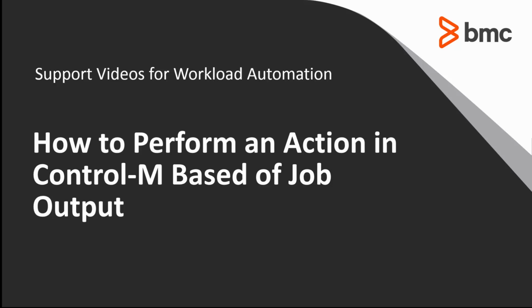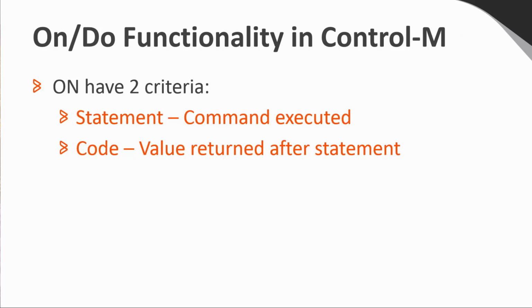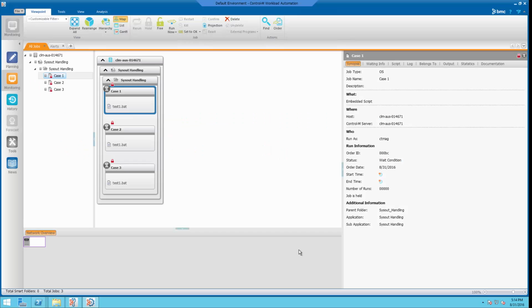Today we are going to look at how to perform an action based off of the statement. We're going to do this using the undo functionality within Control-M. Own statements have two criteria: the statement, which is the command being executed, and the code, which is the value being returned after the statement. We will now do a demo to show you how to use this functionality.